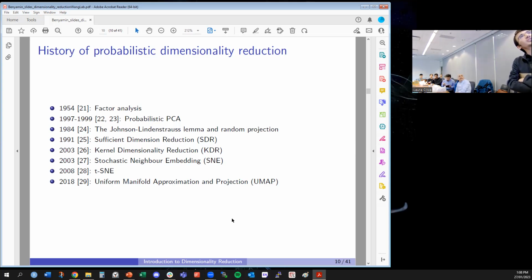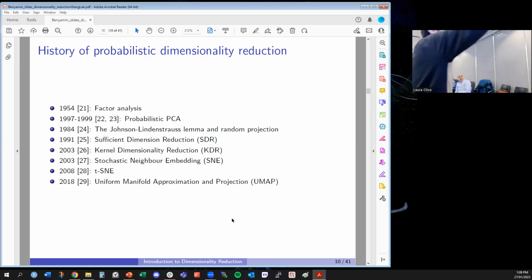In 2003, stochastic neighbor embedding was also proposed by Hinton and Roweis, which is the backbone of t-SNE. t-SNE was proposed in 2008 and was state of the art for a long time. Then in 2018, UMAP, or Uniform Manifold Approximation and Projection, was proposed. Both of these, t-SNE and UMAP, which are state of the art, are neighborhood preserving methods.